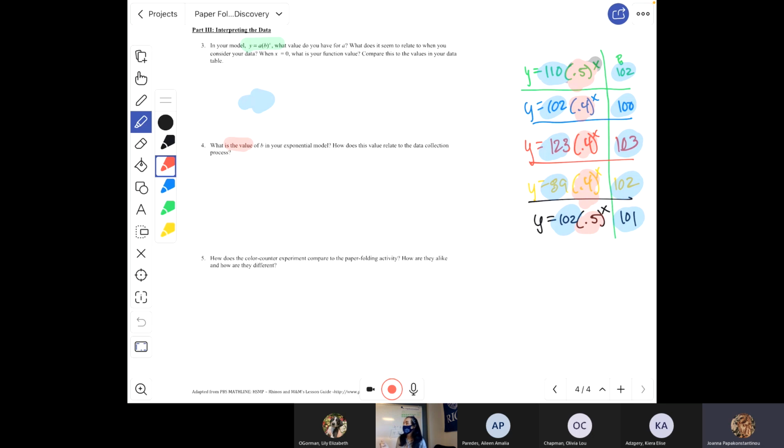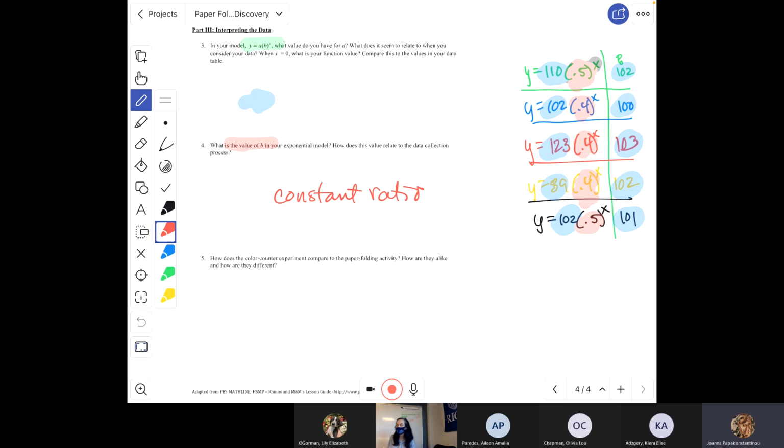The difference. Okay, but not difference. What did we call that? What'd you say, Olivia? I can't hear you. It's the constant ratio, right?